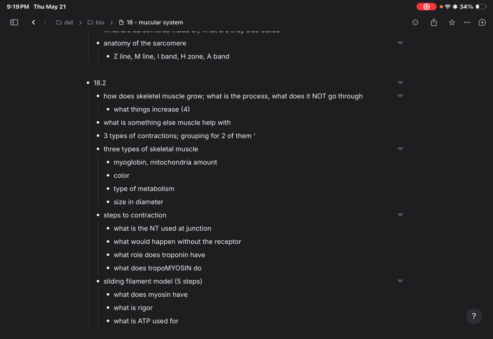Muscle fiber size, mitochondria, glycogen, myofibrils. Well, I guess I said some stuff. Myofibrils will increase, glycogen will increase, mitochondria, fiber size. Let me just put a star on that.